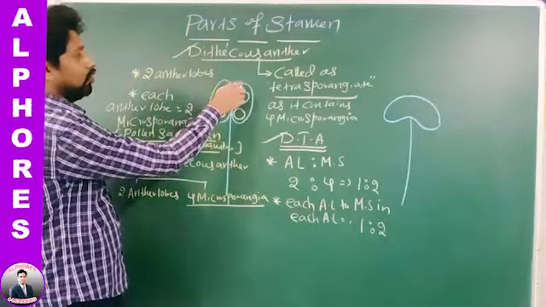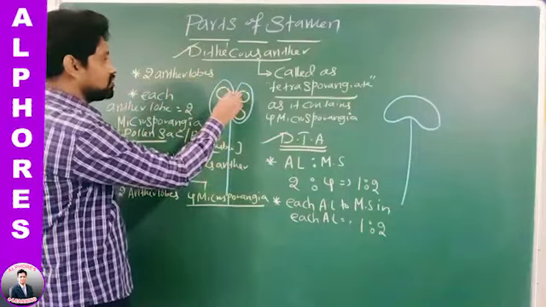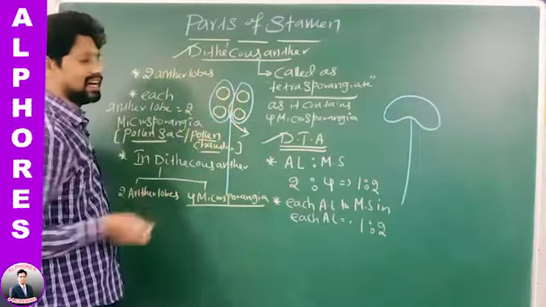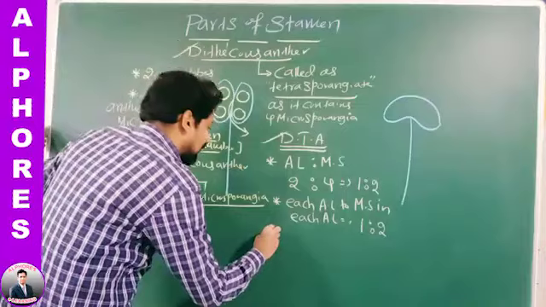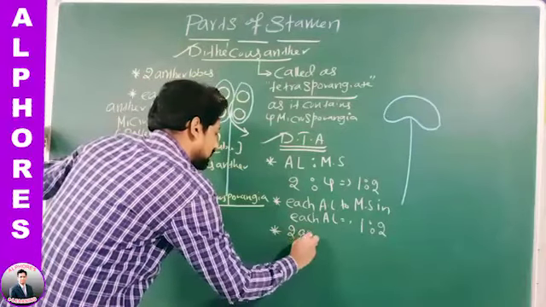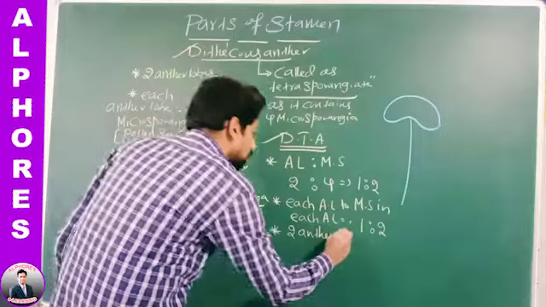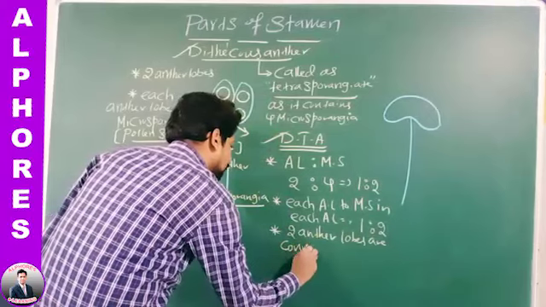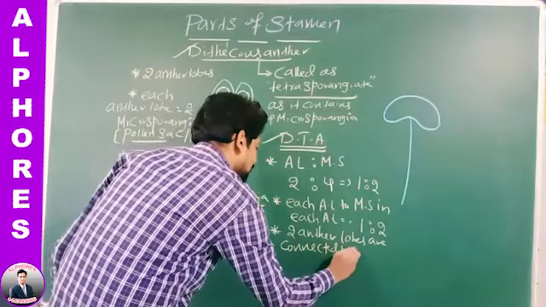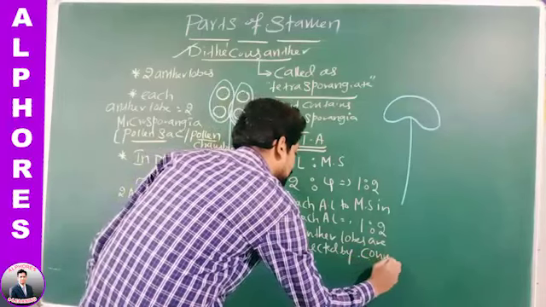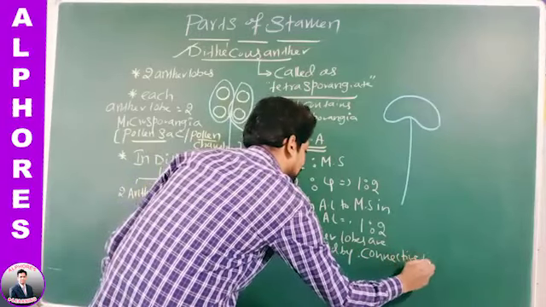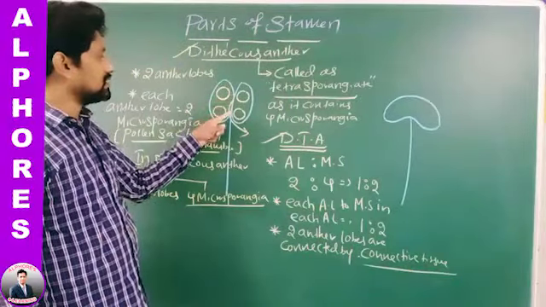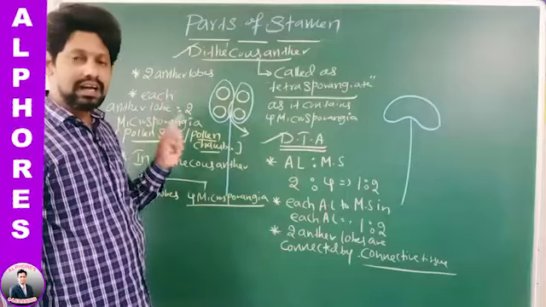Sir, in a dithecous anther, how many anther lobes are present? Two anther lobes. These two anther lobes are connected by a tissue. This tissue is called connective tissue. What is the tissue called? Connective tissue. Two anther lobes are connected by connective tissue. Therefore, what is the connective tissue doing? It is connecting the two anther lobes.